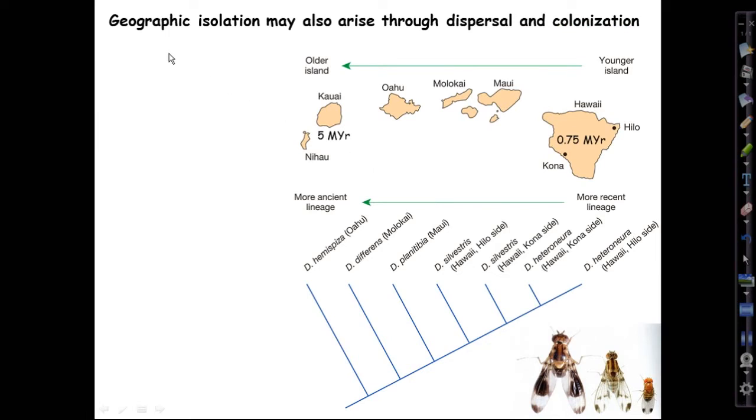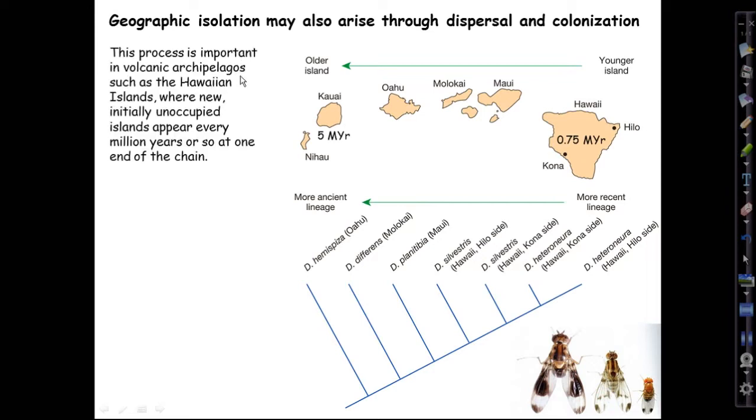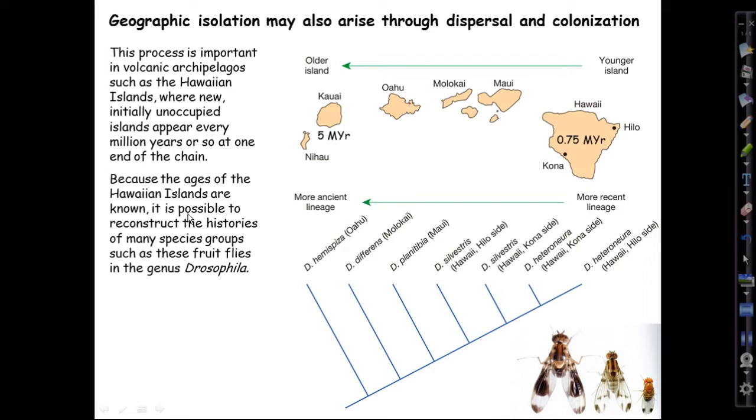Geographical isolation can also arise through dispersal and colonization, and this is especially interesting and important in volcanic archipelagos such as the Hawaiian Islands, where new islands appear every million years or so at one end of the chain. In Hawaii, the youngest are on the right, over the hotspot in the Earth's crust through which the magma pours, creating spectacular volcanoes, and the older islands are the remains of that process, gradually moving to the northwest and getting older and wearing down.